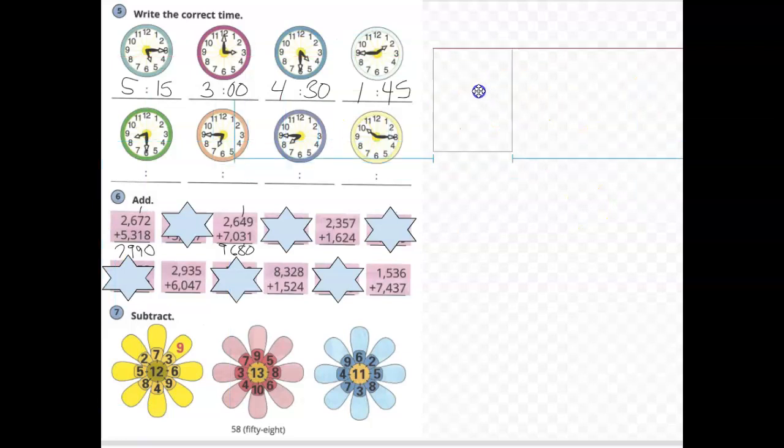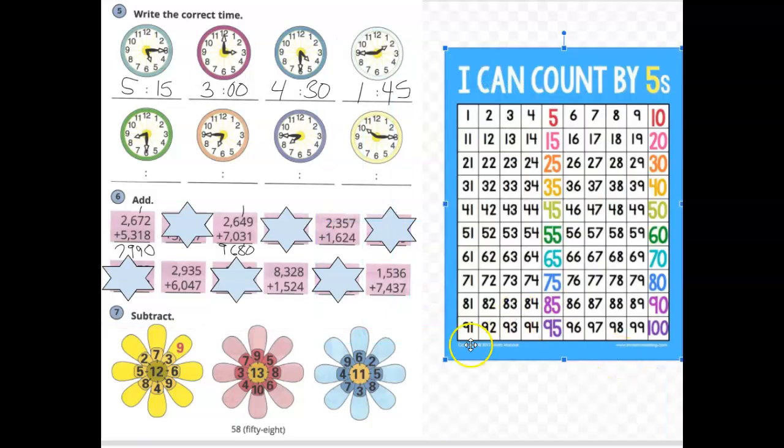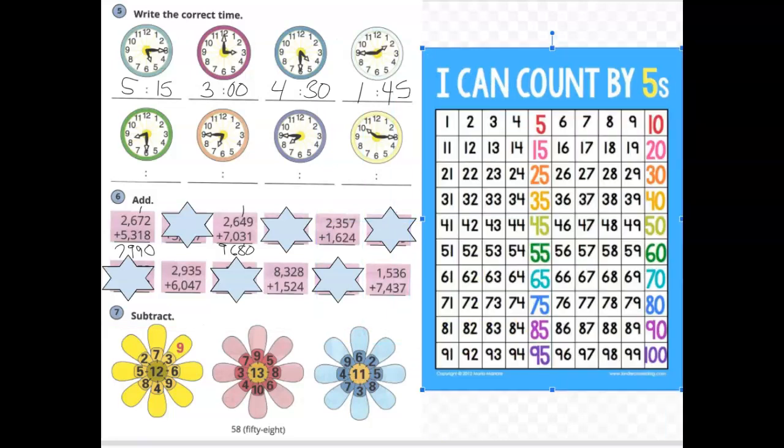Okay, if you're back with me, we are moving down to the flowers at the bottom. And this is just a fancy way of doing what we've been doing, okay? So what they're having you do is subtract each petal. So the number in the middle is what you're going to start with. So this is a 12. So I'm going to start by taking my little looking window and putting it at the 12. Now, I'm going to take away what the petal is. So the petal says 7. So I'm going to take away 7.